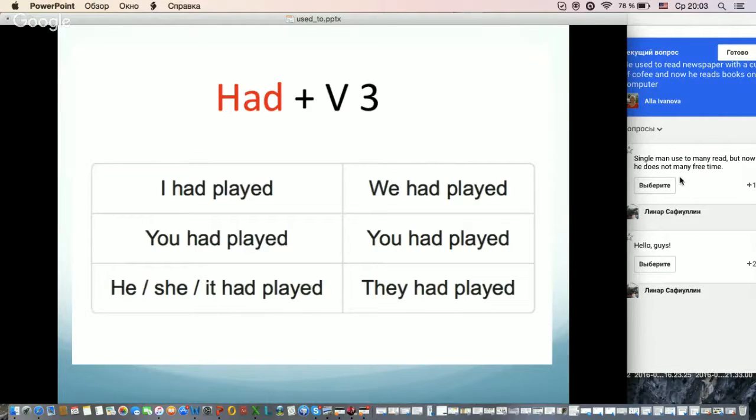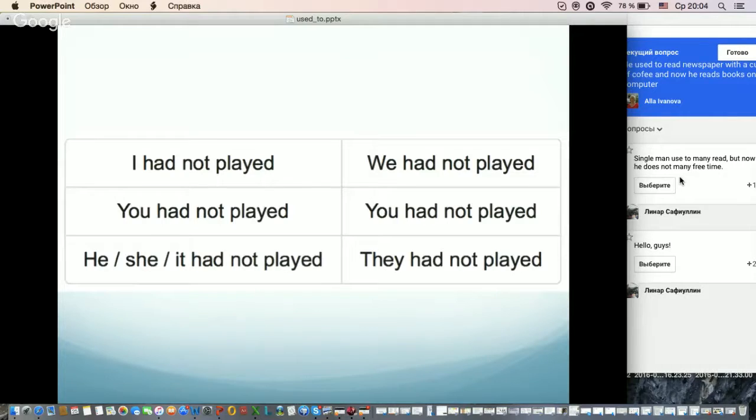So nothing really changes. The form of the auxiliary verb doesn't depend on the subject, so it makes no difference to us whether we've got I or you or he, she, it. It always sounds the same. We use only had. In case we have to make a negative statement, we just put not between the auxiliary verb and the main verb. So thus we have I had not played, or you had not played, and so on and so forth with all the possible pronouns.